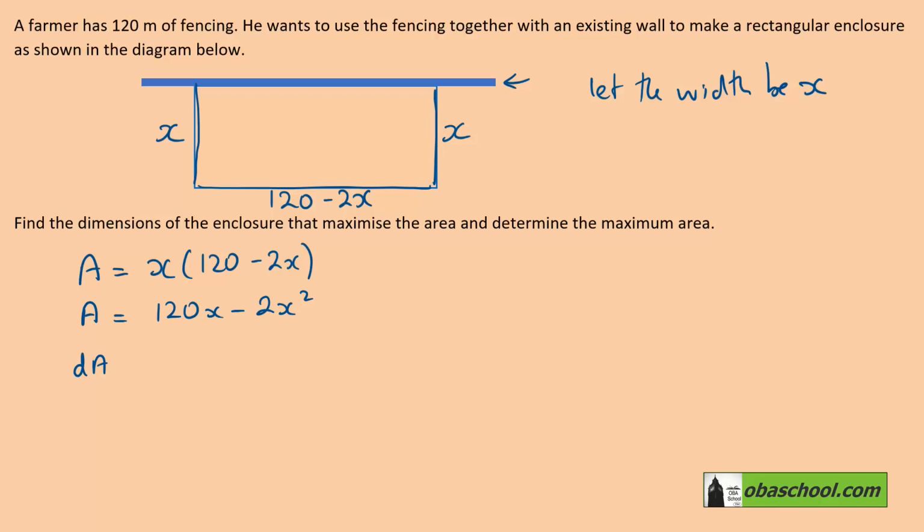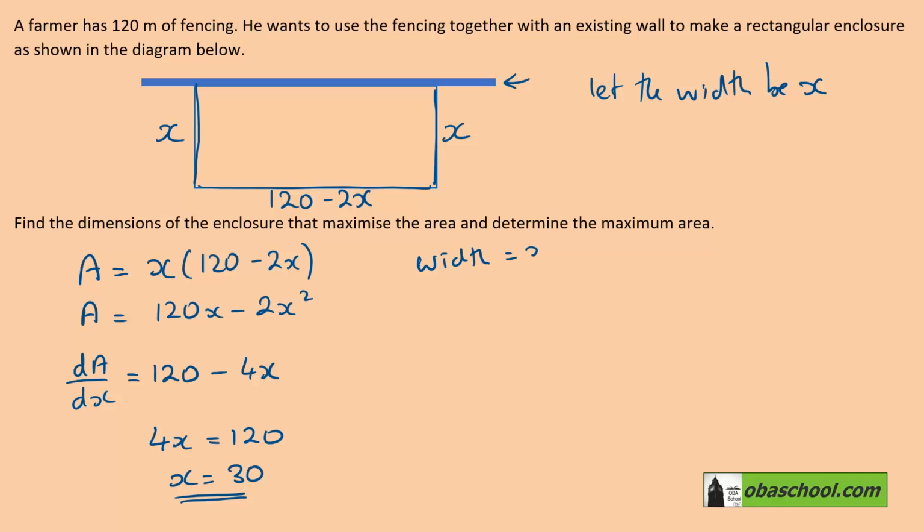So we want to differentiate. dA/dx is going to be 120 take away 4x, and we need that to be 0. So 4x is going to be equal to 120, and that means that x is equal to 30. So the width is going to be 30 meters.